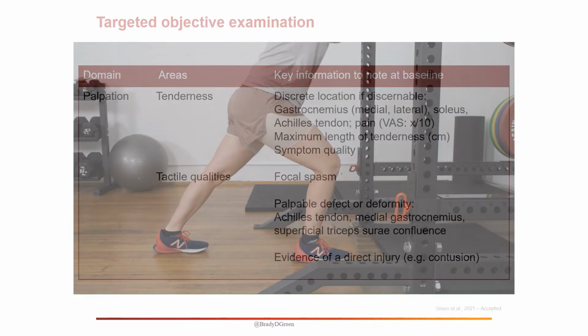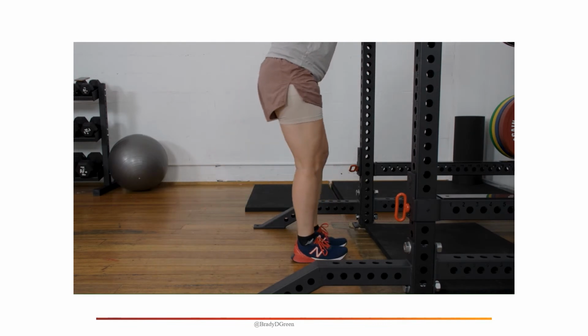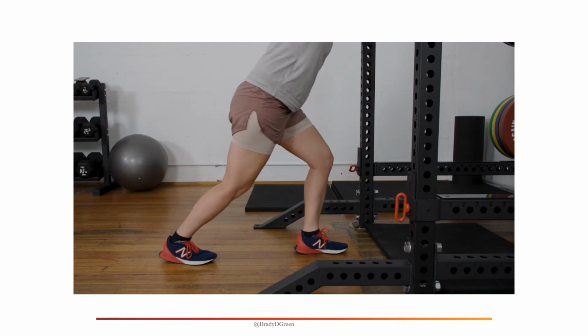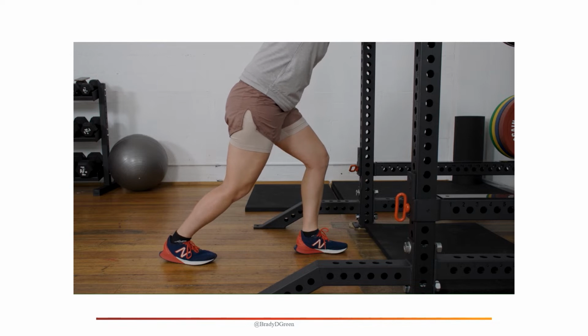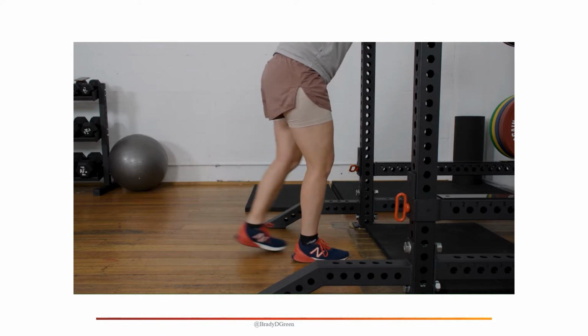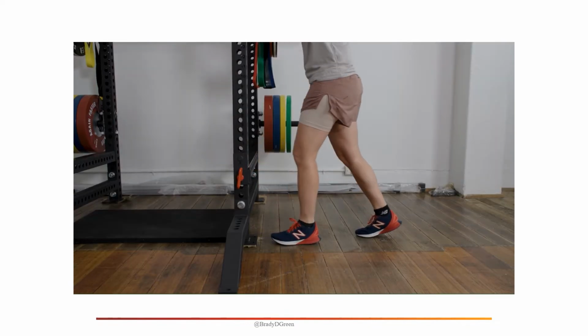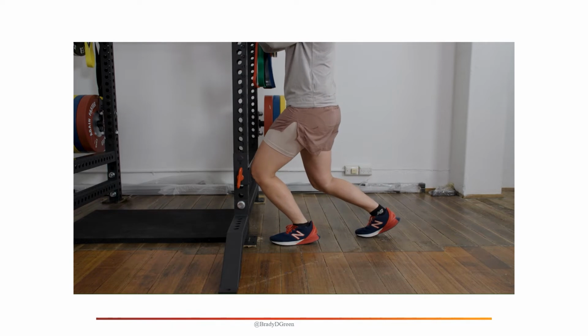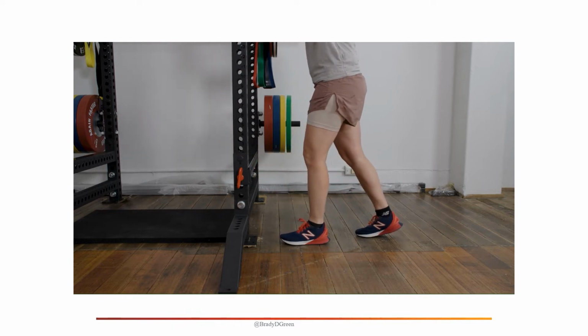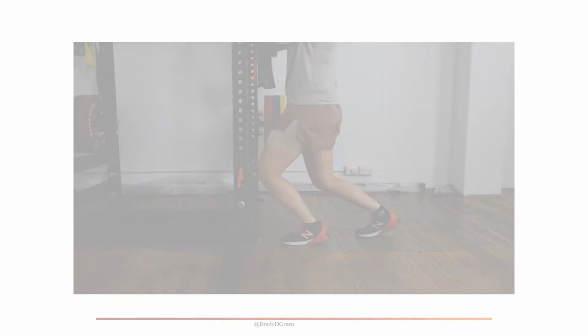And here we're looking at a straight leg stretch, which is part of the objective examination of a calf injury, and a bent leg stretch as well, where typically greater sensitivity to a straight leg stretch is associated with gastrocnemius injuries, given the biarticular nature of gastroc, versus greater sensitivity during a bent knee stretch is associated with soleus injuries.